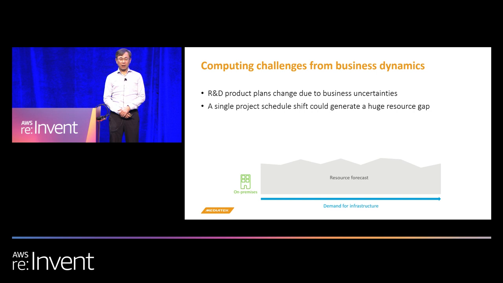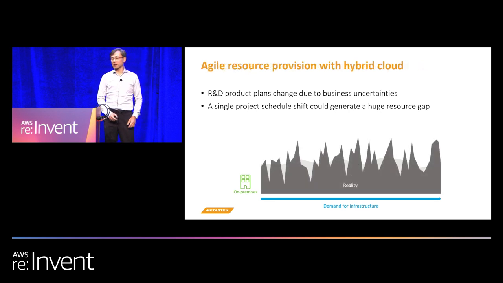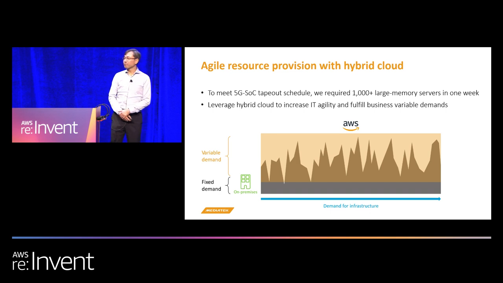What's more, our R&D plan change and the business uncertainty always lead to a huge resource gap in a high utilization computing farm. After looking at this reality chart, I think we are all familiar with it. You are not alone. Can we resolve this problem in a smart way? Okay, in the following, I will provide our case to try to provide some answers for that.